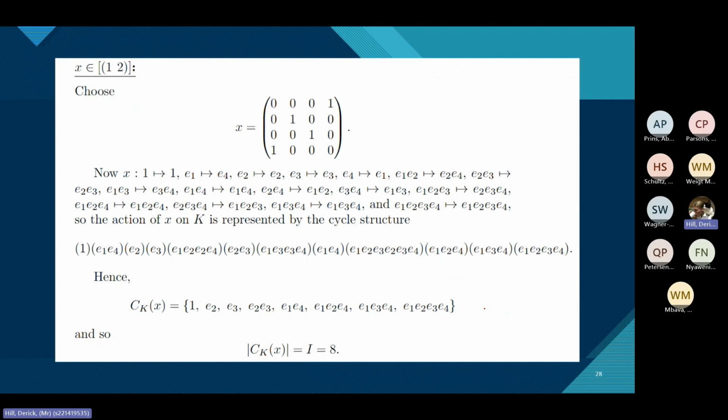Here's a bit of a more interesting example. Instead of x fixing all of these elements, we have that x takes the elements to a certain other element. So, for instance, here it takes E1 to E4, it fixes E2, and so on. So we can represent our action of x on our group K by the cycle structure. And if we look at all the elements that are fixed, we can easily see it now, and thus we can find our I value. So our I is equal to the number of elements that are fixed.